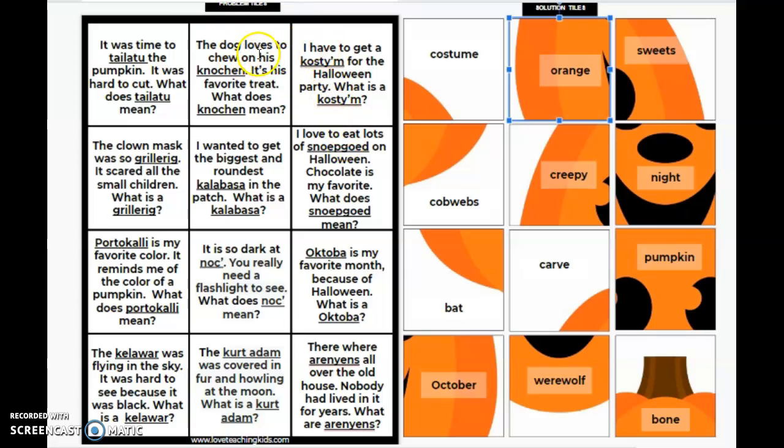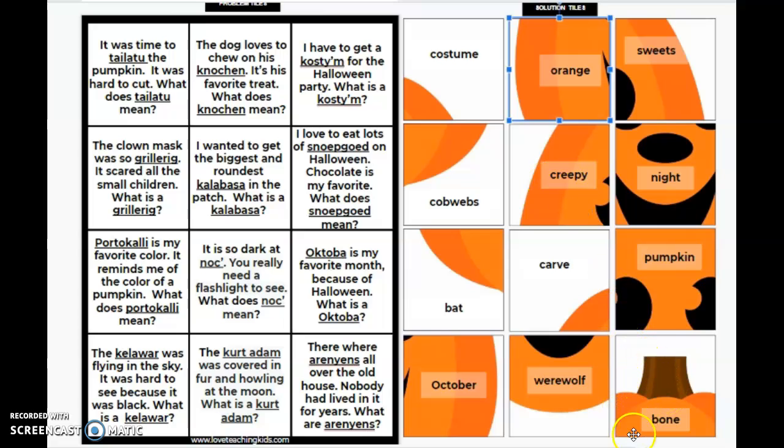The dog loves to chew on his nochin. It's his favorite treat. What does nochin mean? Costume, orange, sweets, cobwebs, creepy, night, bat, carve, pumpkin, October, werewolf, bone. So, what do we think the dog loves to chew on? I would select the word bone.